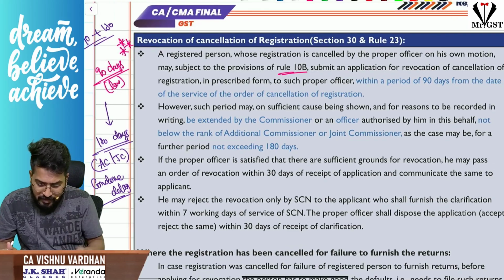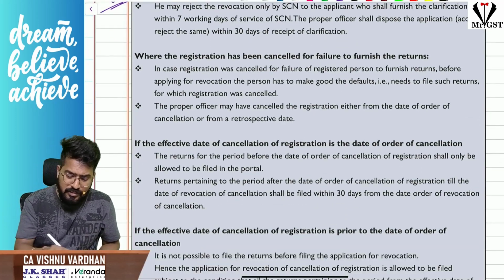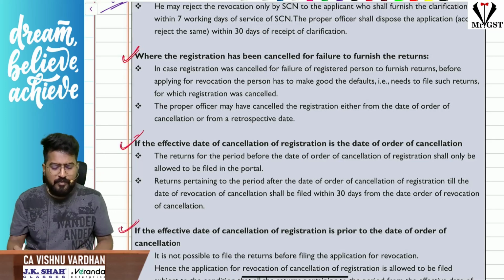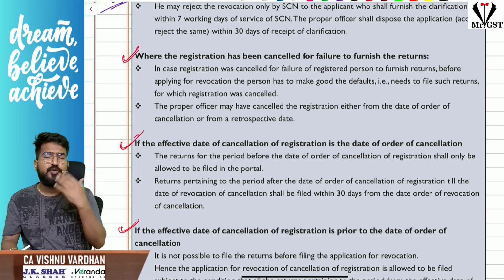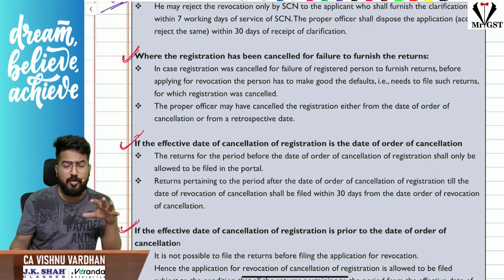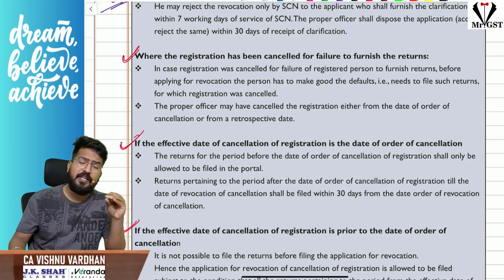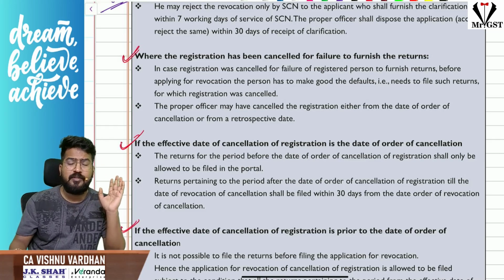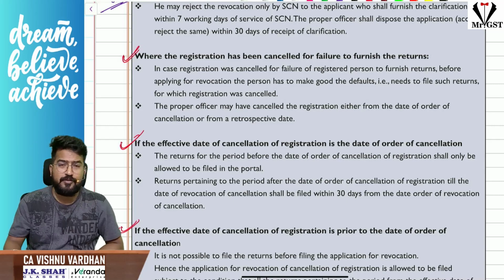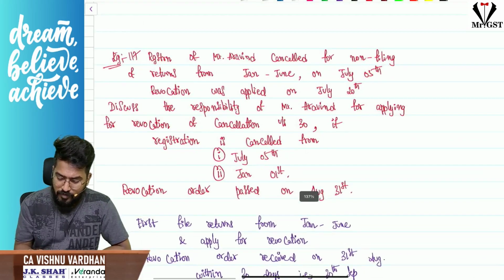Now the interesting thing is, sir, when your registration is cancelled because of not filing the returns, what is the effective date of cancellation? See, understand the interesting thing in section 29: when the registration is being cancelled by the proper officer, the proper officer can cancel the registration from any date which he deems fit. That means he can cancel even with retrospective effect also. So in such cases, sir, imagine, look at this question.